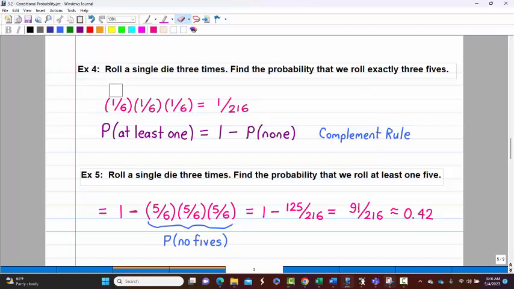So 1 out of 6 for the first 5. Doesn't matter, it doesn't affect the next one, which will be 1 out of 6. Times another 1 out of 6 makes 1 out of 216.